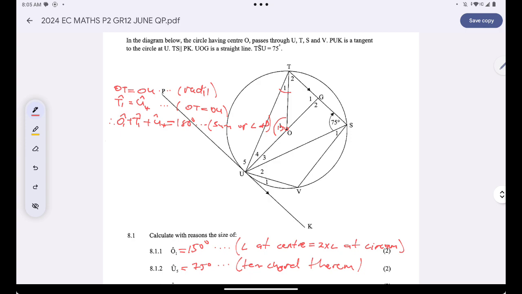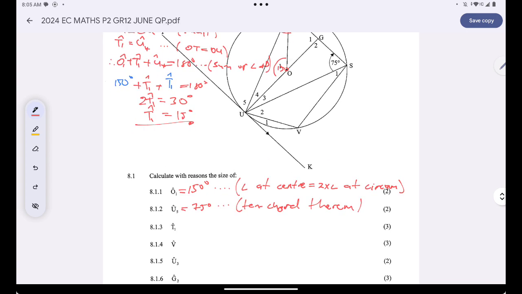Whenever I see angle O1, I'll just put 150 degrees, plus T1, which I want. Whenever I see U4, I can put T1 as well, because U4 and T1 are equal. This is equal to 180 degrees. Therefore, 2T1 equals 180 minus 150, we get 30 degrees. And then angle T1 is 15 degrees. So angle T1 will be 15 degrees.